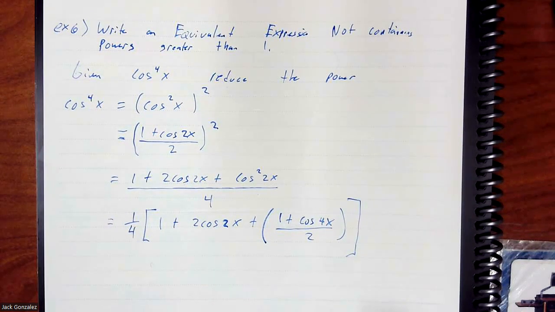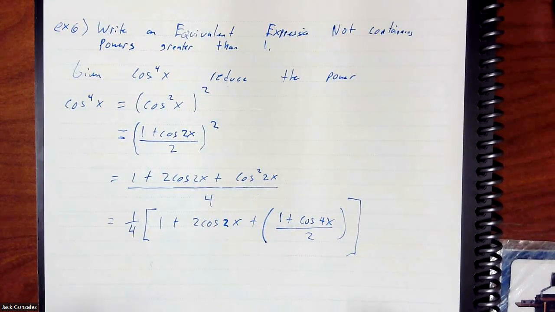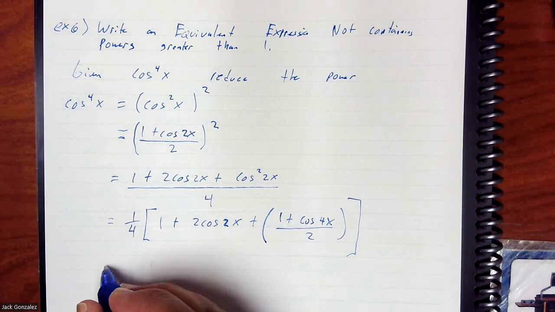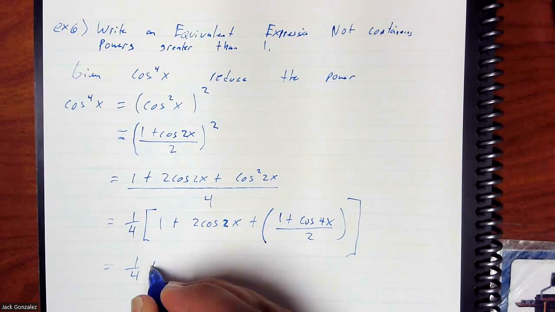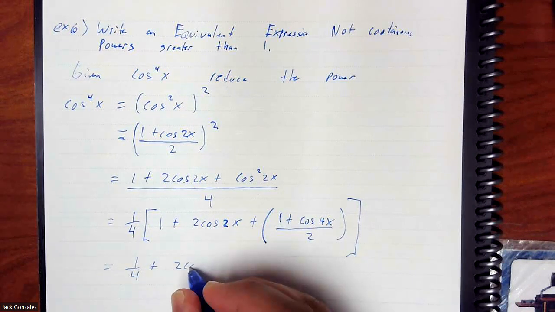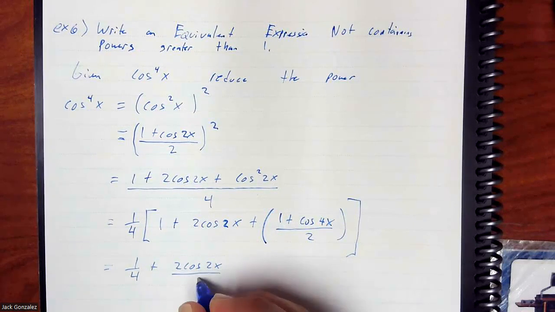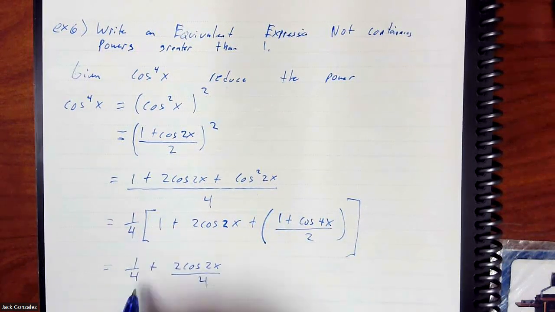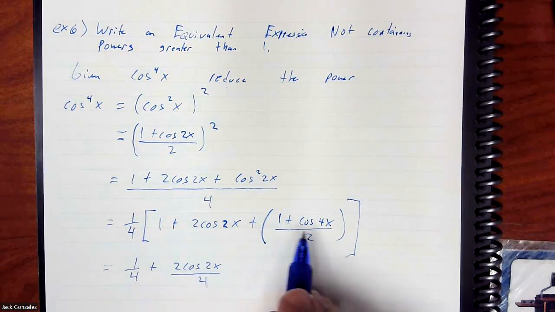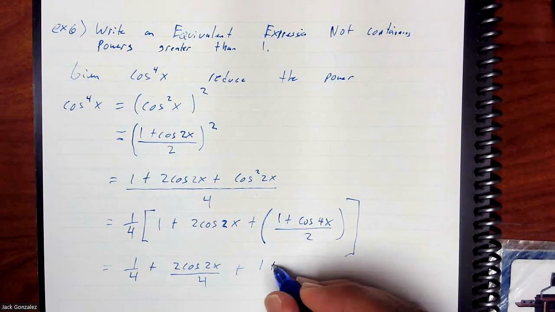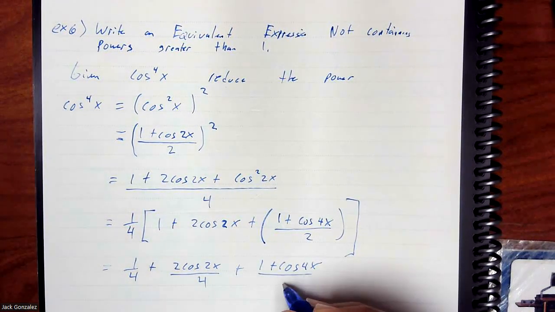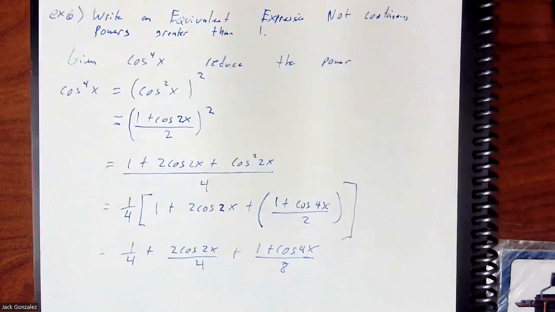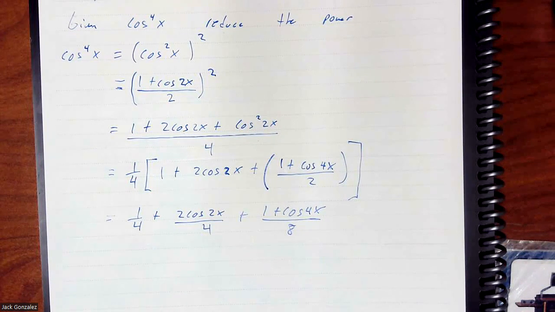Now we're pretty much done. We did what they asked. None of them have powers greater than 1. But we have a bunch of weird terms, so let's bring the fourth back in. We're gonna get 1/4 plus 2 cosine 2x over 4. Well, you know what? Yeah, that's fine. 1/4 times 1 is this. 1/4 times that guy is this. 1/4 times this will be an 1/8. It's a little easier to follow if you ignore the 1/4 and then bring it back.